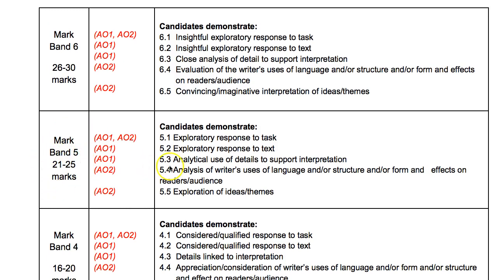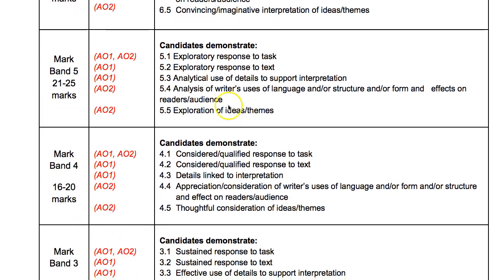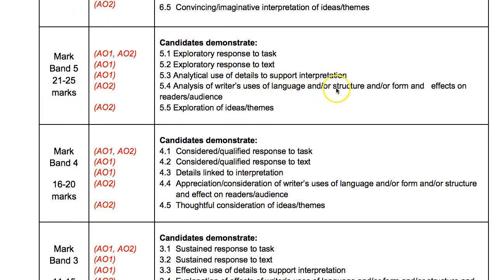Well, let's start down into a band 5 here. Are you exploratory? So do you consider more than one point of view? Yes, occasionally you do. Are you analytical in your use of details? Yes, you look at single word quotations and try to tease out what they imply. Do you look at the language and or the structure and or the form? Yes, you have looked partly at the structure, and you do continually look at the language, and you're always talking about the effects on the audience, and you explore ideas and themes.